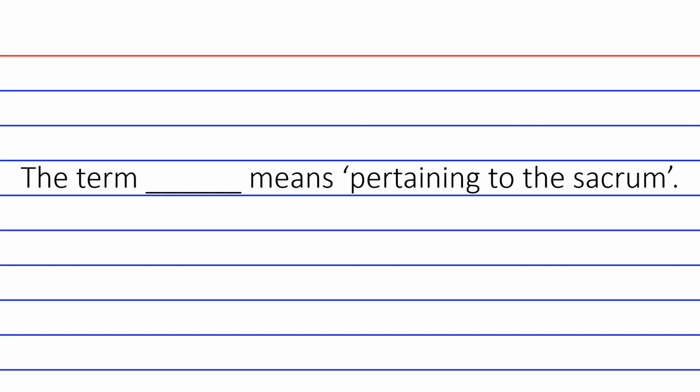The term blank means pertaining to the sacrum. The answer is the sacral area. Remember, your sacrum is the fusion of 5 vertebrae at the very inferior end of the lumbar vertebra, right? And at the very inferior side of the sacrum is the coccyx, which is the vestigial tail.